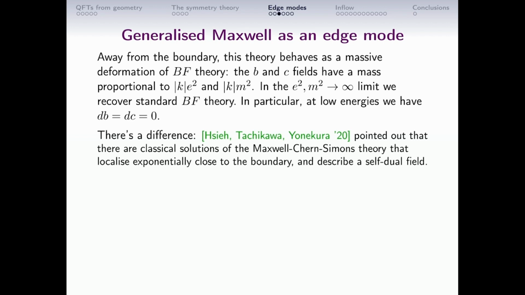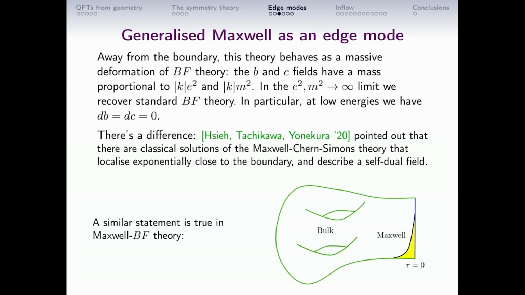So that's a very interesting result. And the same thing is true for Maxwell BF. I'm going to explain this in a second, how this works. But the picture is that away from the boundary you have, yes, BF theory, topological, all that. And you have exponentially localized modes. But the really nice thing in this paper is that they show that this is a purely classical analysis.